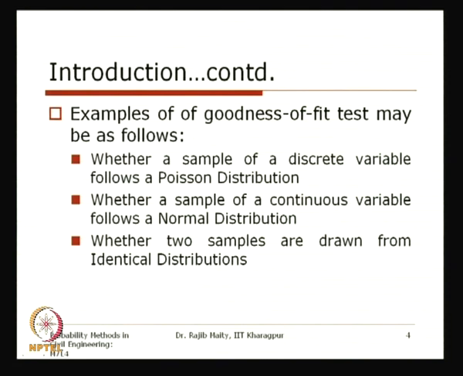I hypothesize whether that sample can follow a particular discrete distribution that we know already, and those distributions we have discussed in our earlier lectures, in earlier modules. So I have a sample, and the question is whether that sample follows a Poisson distribution or not. Similarly, whether a sample of a continuous variable follows a normal distribution or not, or gamma distribution or not, or log normal distribution or not. Or in the case of two samples, whether both samples are drawn from an identical distribution or not.